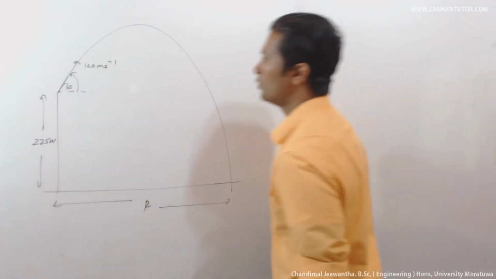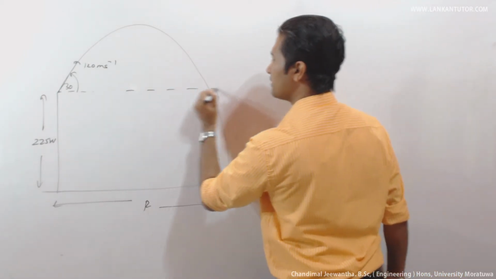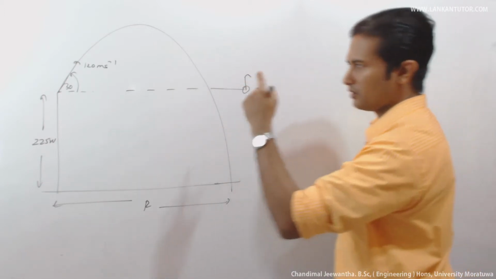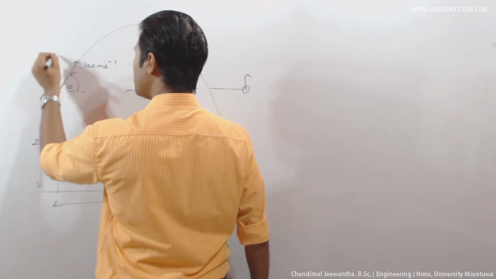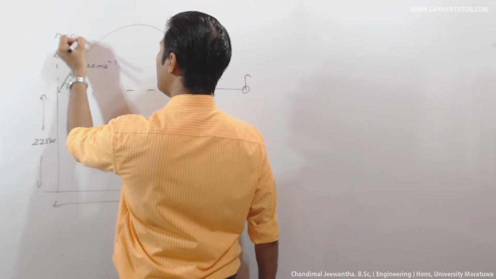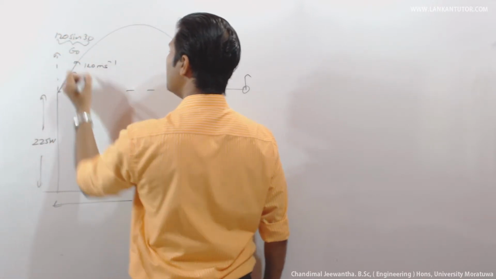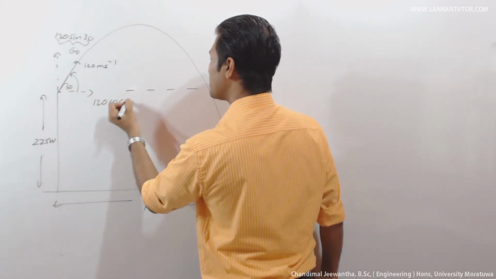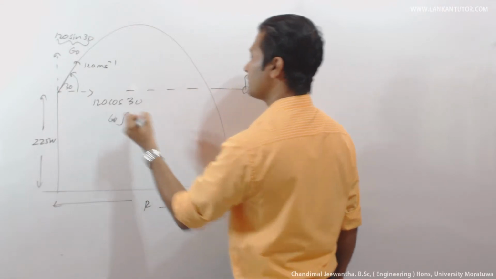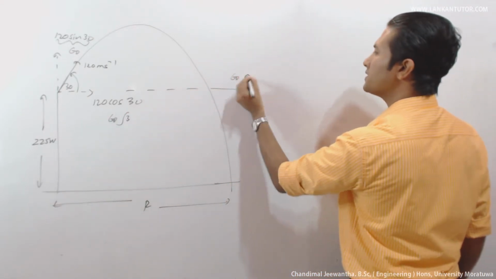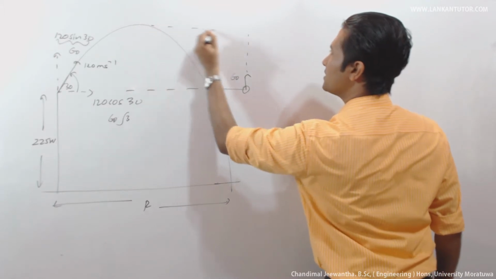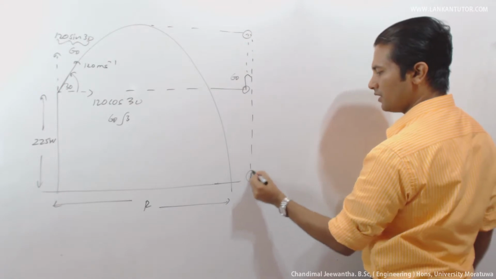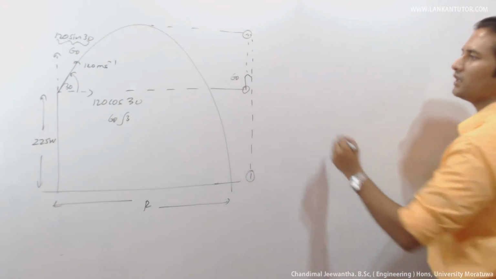What you have to do? Again, we have to consider the motion under gravity. So what would be the initial velocity? That is 120 sine 30, that is 60. Then considering the horizontal component, that is 120 cos 30, that is 60 root 3. Then 60 is the initial velocity. Then this is the maximum height. Then it reaches the ground level.